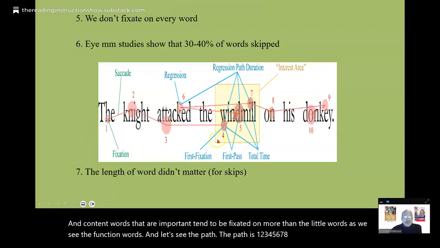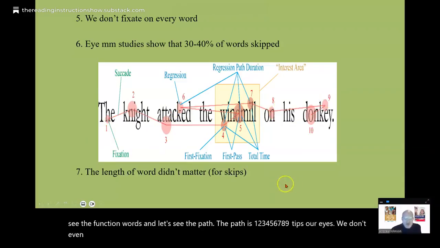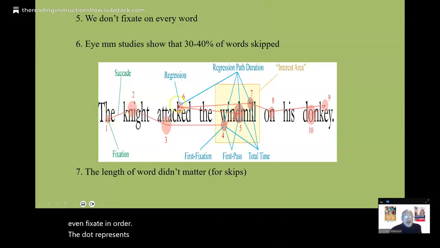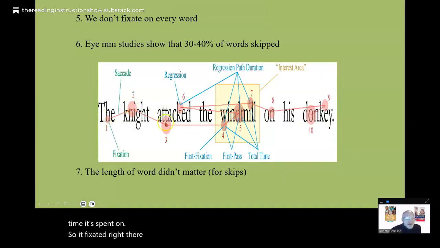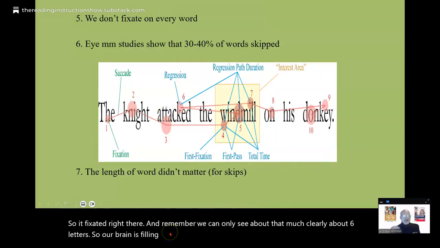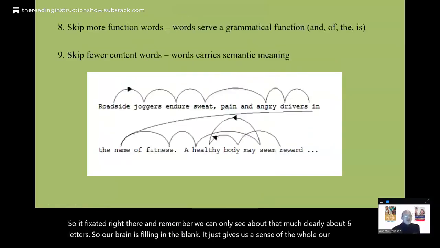Our eyes, we don't even fixate in order. The dot represents where the eyeballs actually stopped. The larger the dot, the longer the time spent on it. So it fixated right there, there, there. And remember, we can only see about that much clearly, about 6 letters. So our brain is filling in the blank. It just gives us a sense of the whole. Our brain is filling in the blanks.